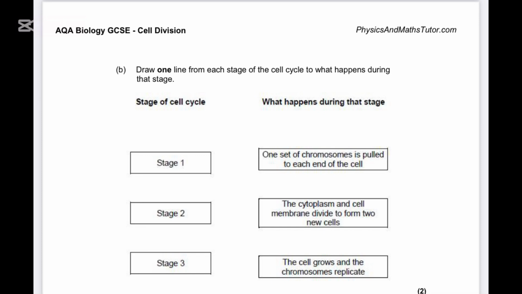Next question. Draw one line from each stage of the cell cycle to what happens during the stage. Stage 1, I will go with the third, which says that the cell grows and the chromosomes replicate. Stage 2, one set of chromosomes is pulled to each end of the cell. Stage 3, the cytoplasm and cell membrane divide to form two new cells. That is what mitosis is all about.